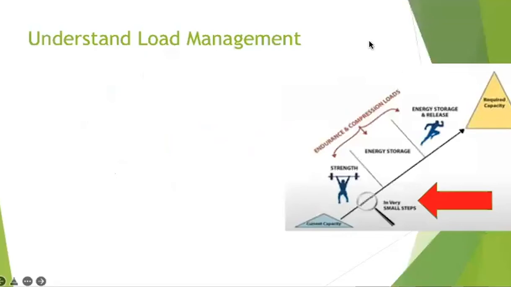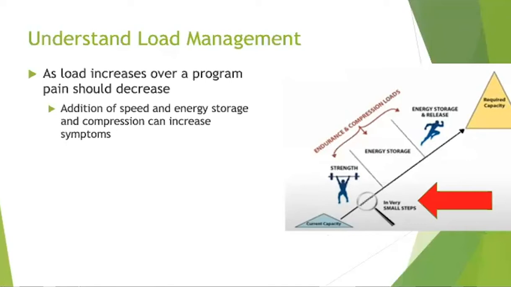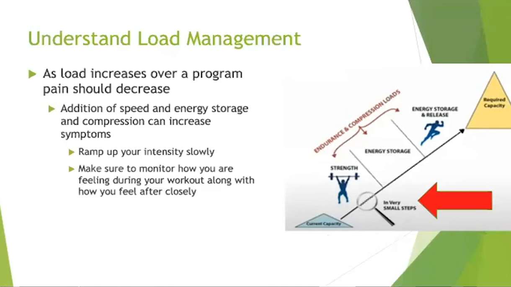You can see here in the infographic, current capacity here is at the bottom. So in very small steps, you're going to eventually be able to get to your required capacity to do whatever you want to do, which is run, do higher level things, sprinting, jumping, and so forth. As the load of your tendon over a program increases, the pain should generally go down. The pain should decrease. The addition of speed and energy storage and compression can increase symptoms. So go slow, ramp up your intensity slowly. Make sure to monitor how you're feeling throughout your workout, along with how you feel after. Remember that 24-hour pattern very closely.